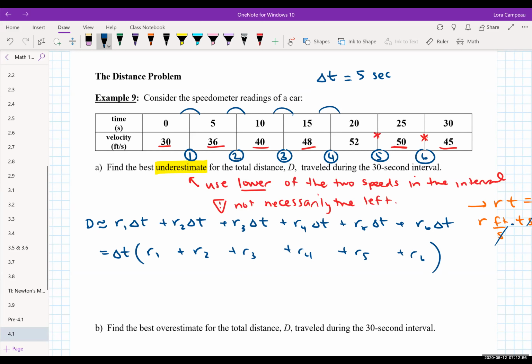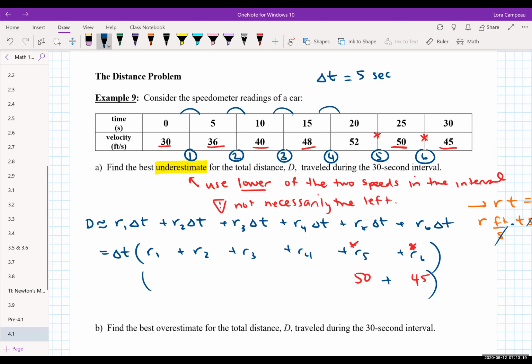Now it's just a matter of who you're going to choose for each of the intervals. We walked through it. The ones that are the issues, that are not obvious, are R5 and R6. So remember, for R5, we chose 50, and for R6, we chose 45. Those are the ones where they're not the left endpoints.